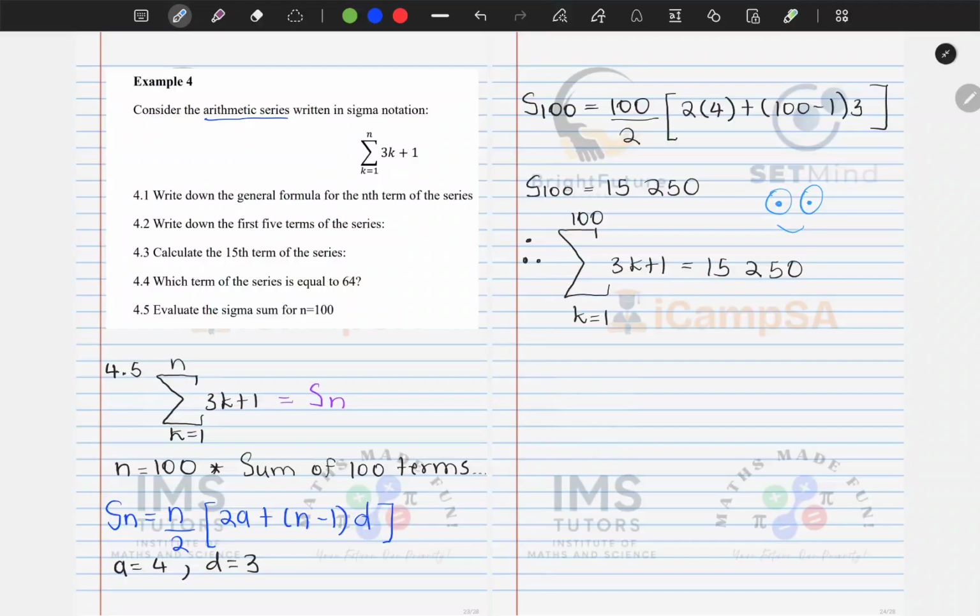I hope this does make sense. Pause the video, try it by yourself, and make sure that you do understand what we are doing here. So next, let's have a look at example number 5.